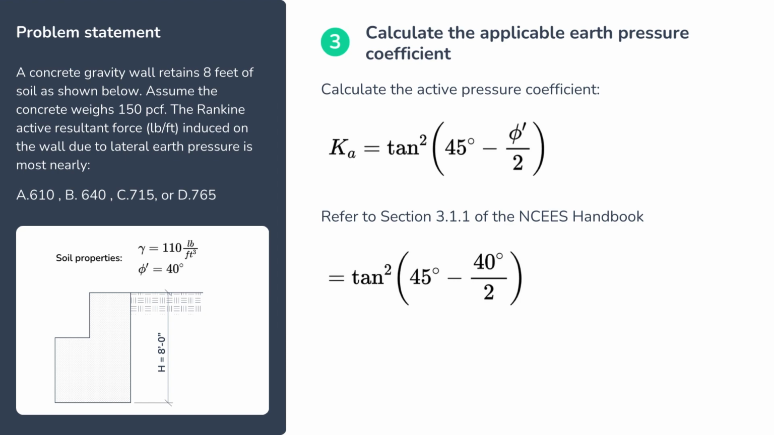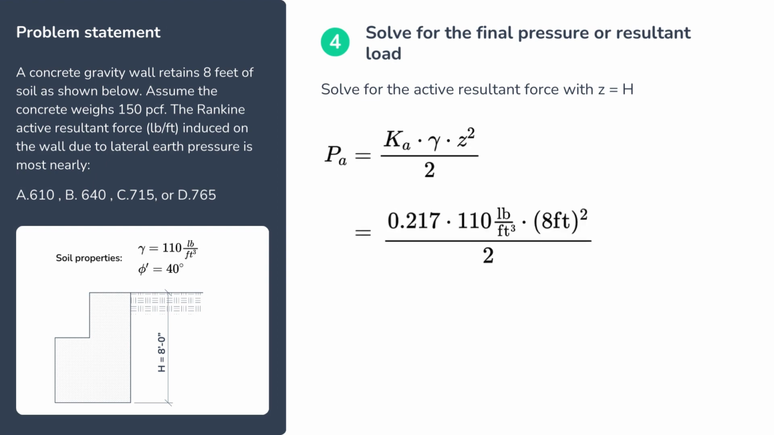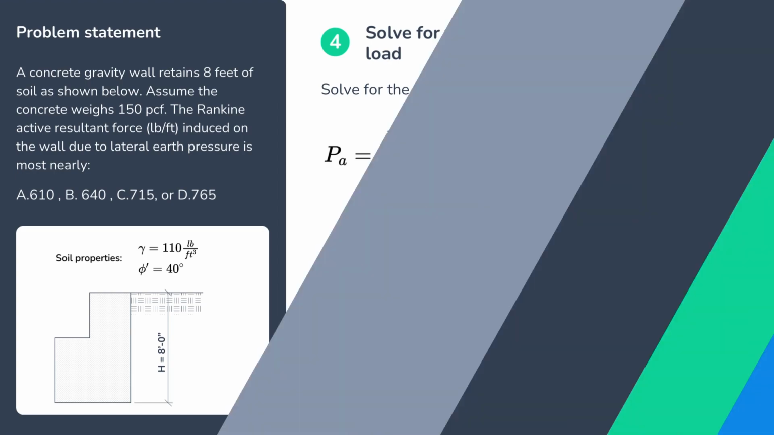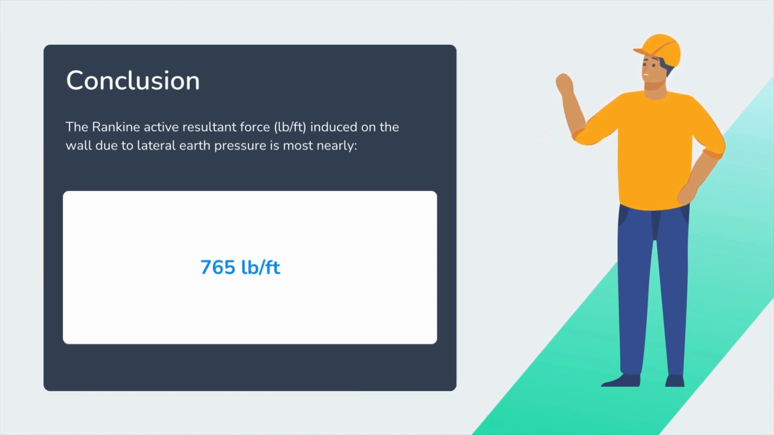We plug in the effective friction angle of 40 degrees and solve for Ka. The coefficient of active earth pressure equals 0.217. Now we can solve for the Rankine active resultant force. We plug in all the variables into our calculator and see that the active resultant force equals 763.84 pounds per foot. In conclusion, the Rankine active resultant force, in pounds per foot, induced on the wall due to lateral earth pressure is most nearly 765 pounds per foot.